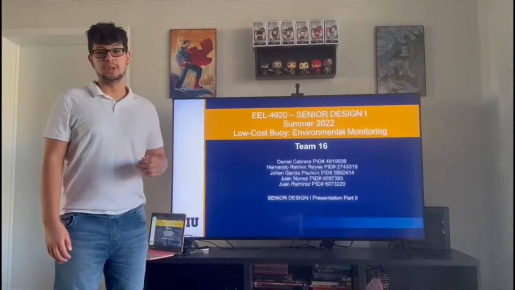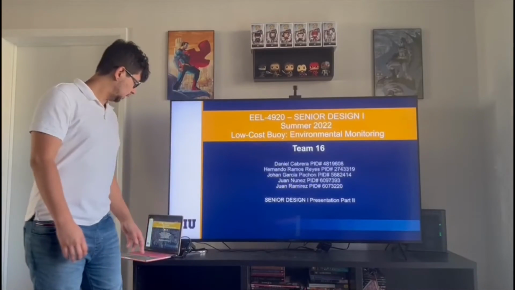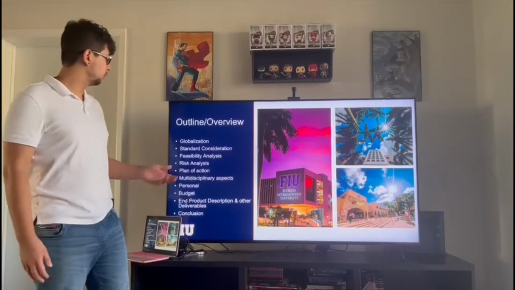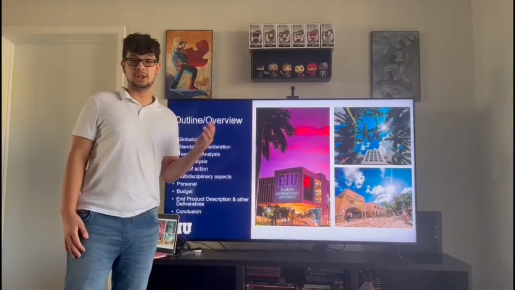which is the low-cost buoy. We are Team 16, and we'll be going over various topics. We're going to start off with globalization and our standard consideration.